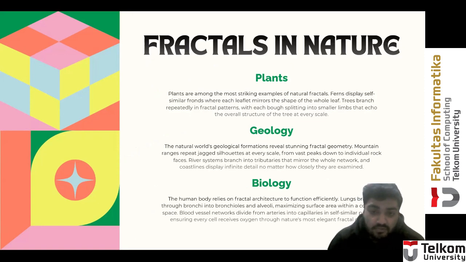So, where are some of the more common places that we would see a fractal? Plants are among the most striking examples of natural fractals. Ferns display self-similar fronds, where each leaflet mirrors the shape of the whole leaf. Trees branch repeatedly in fractal patterns, with each bough splitting into smaller limbs that echo the overall structure of the tree at every scale.